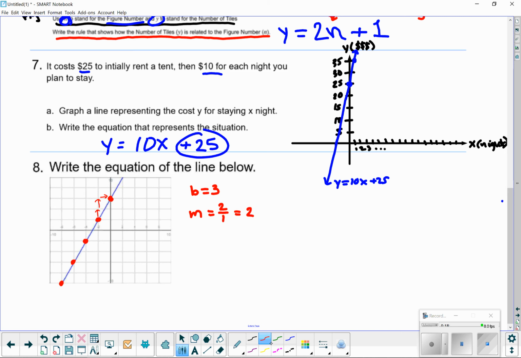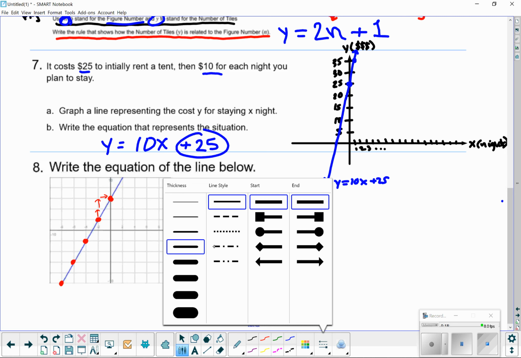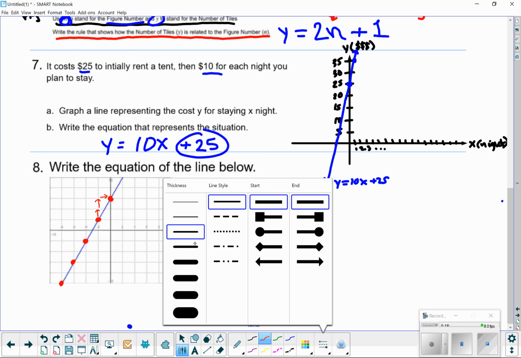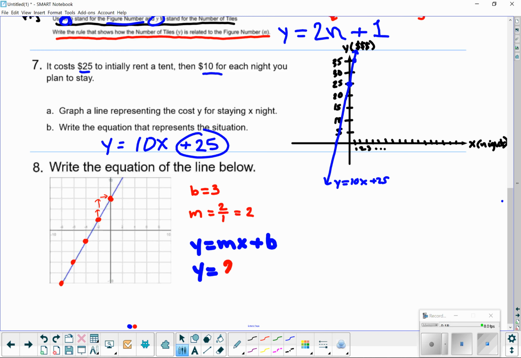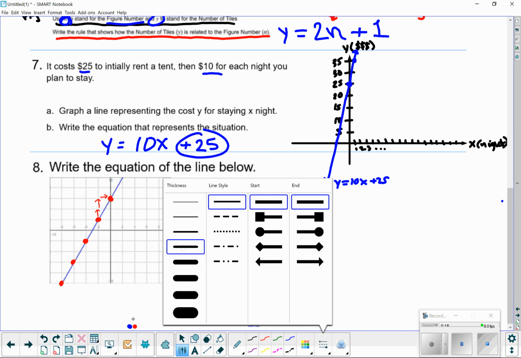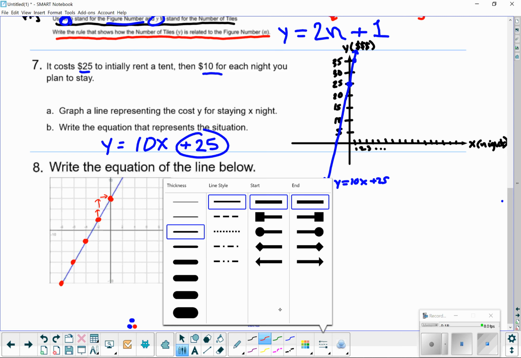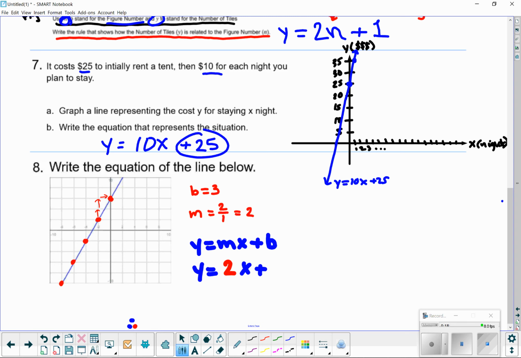So if I want to write the equation, it's going to start with y equals mx plus b, and I have everything I need, right? So it's y equals the m is going to be my 2, that's my x, plus, and my b is going to be my 3. So I actually have everything I need. That is my answer.